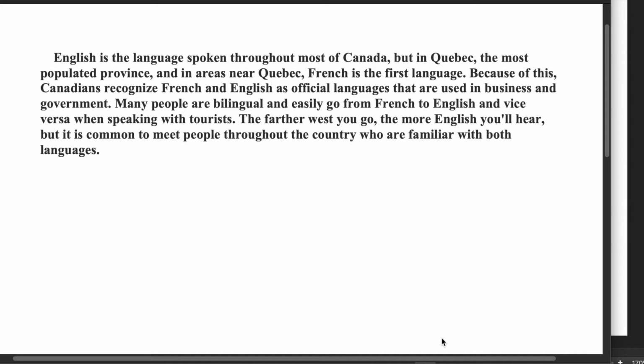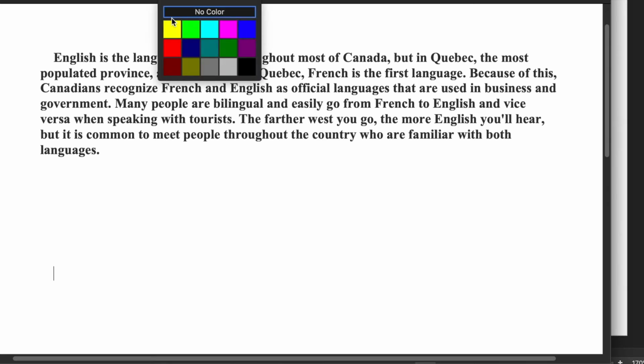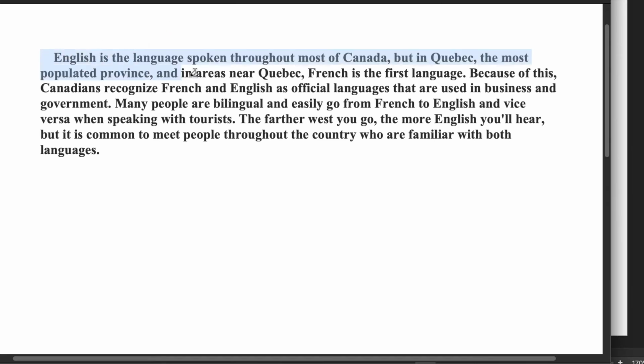So what we already know from paragraph writing about paragraph structure is that our first part of our paragraph, English is the language spoken throughout most of Canada, but in Quebec, the most populated province, and in areas near Quebec, French is the first language, is our topic sentence or our introductory sentence.